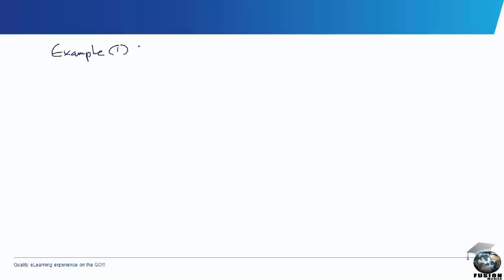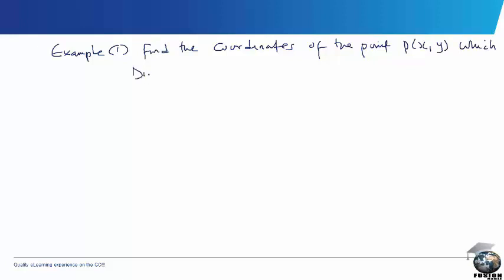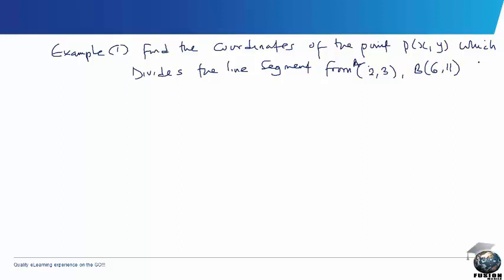Example 1. Find the coordinates of the point P of x and y, which divides the line segment from the point A of 2 and 3, and then B of 6 and 11, in the ratio 2:3.